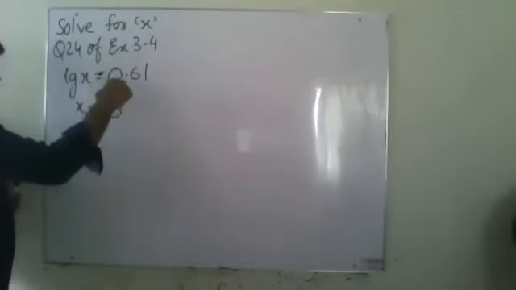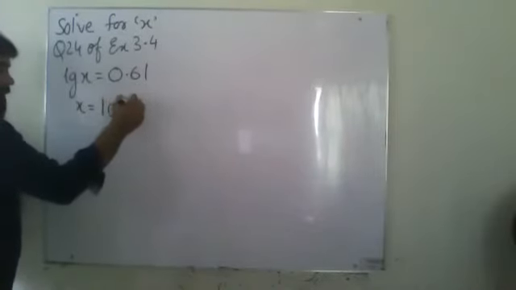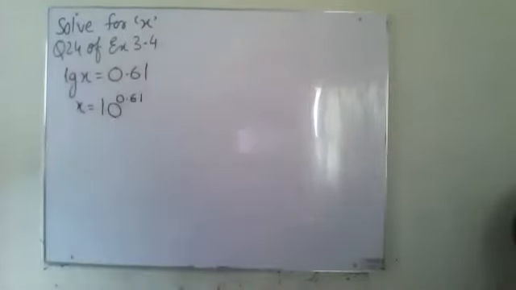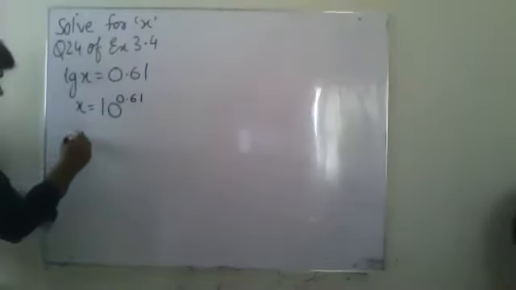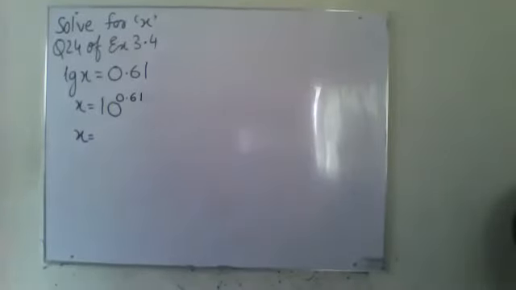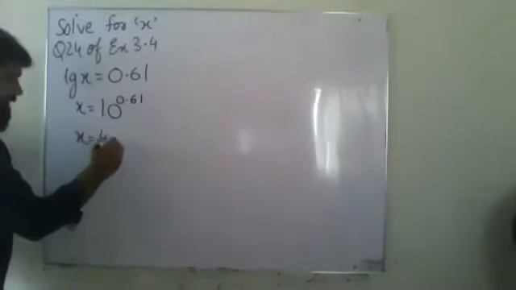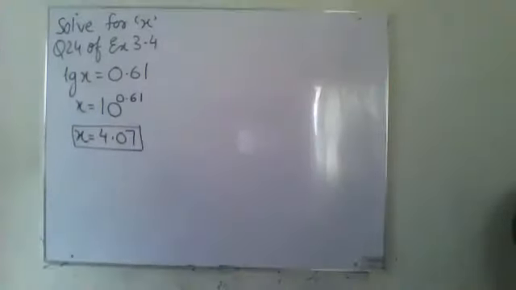And the power, whatever is written on the other side, will become the power of x. After this, what I am going to do? x equals to, I will use calculator and I will get my answer, and my answer is coming 4.07. That is the value of x which I am getting over here.